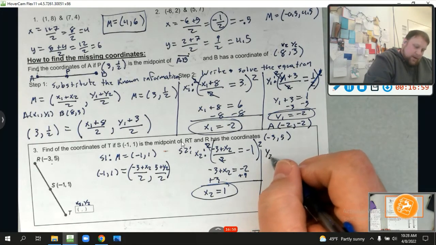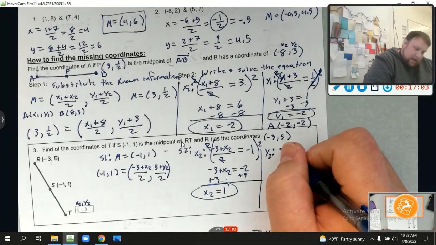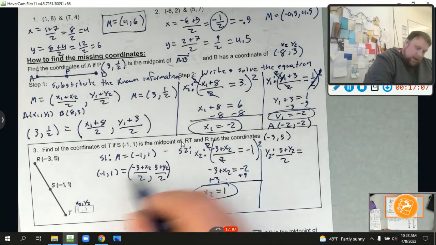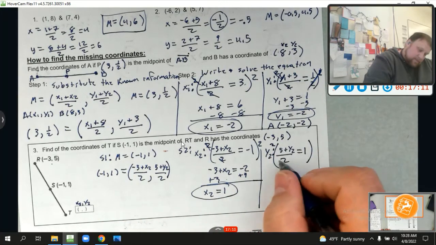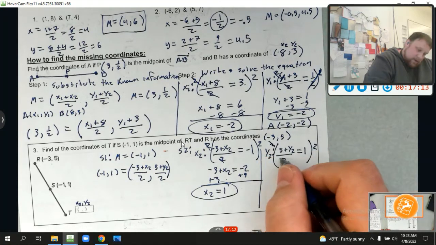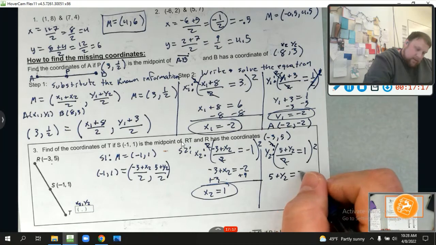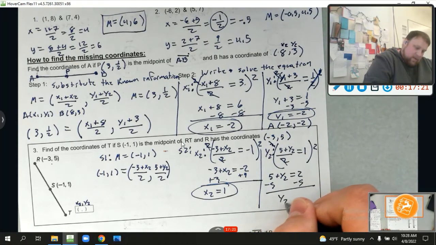Our y2, such that 5 plus y2 over 2 should equal positive 1 this time. Again, multiply both sides by 2. Those are going to cross out. I get 5 plus y2 equals 2. Subtract both sides by 5. And y2 equals negative 3.